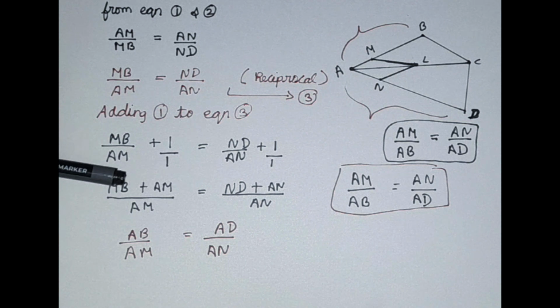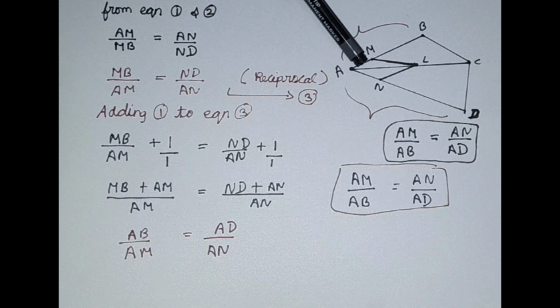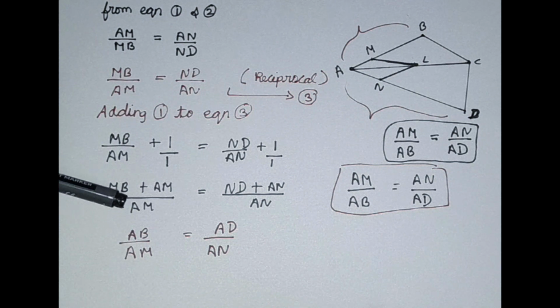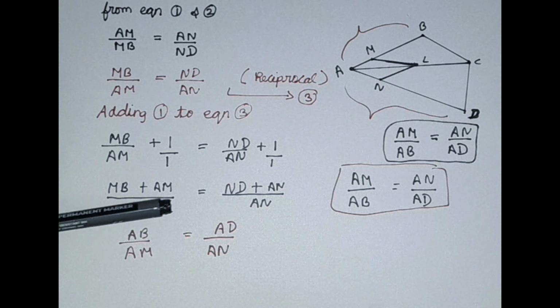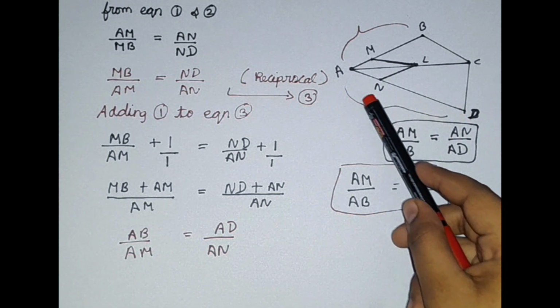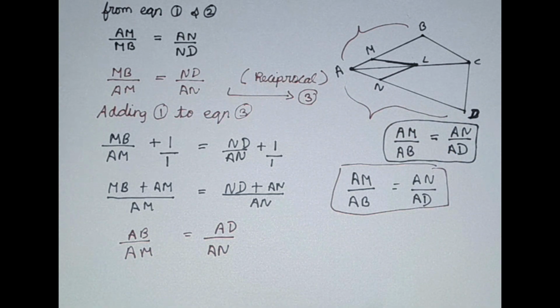That is MB plus AM. Where is MB? MB is here and AM is here. I found that this MB and AM lie on AB, that is one side. So I wrote AB, that is the complete side, and AM below as it was. And again here ND plus AN. Where is ND? ND is right over here and AN is right over here. I found that ND and AN lie on the side AD. So I wrote AD by AN.